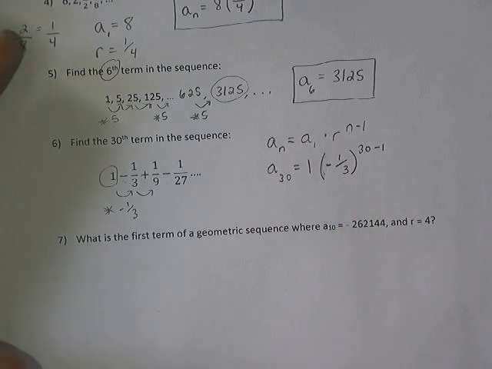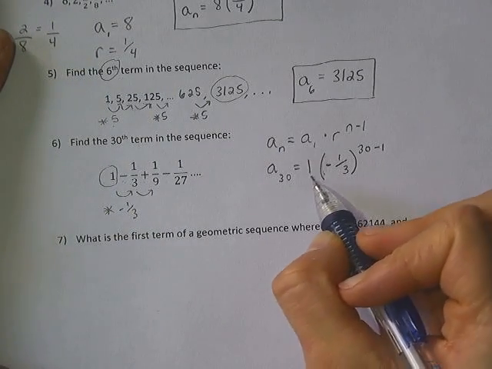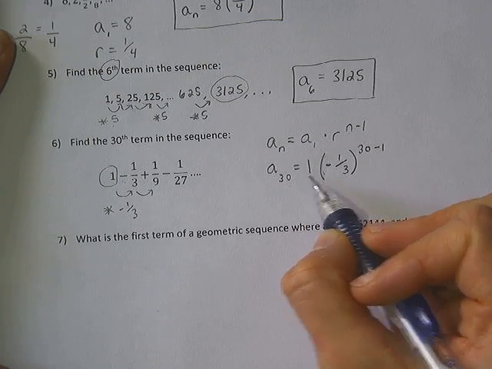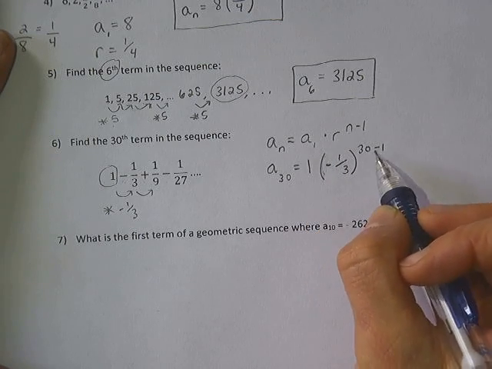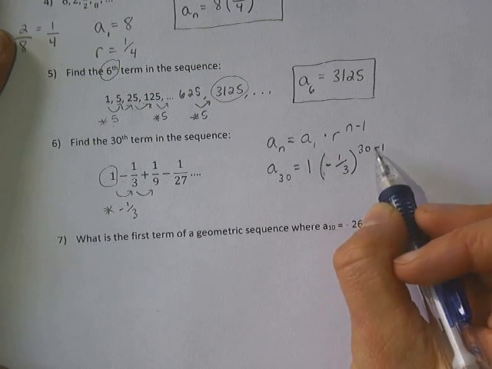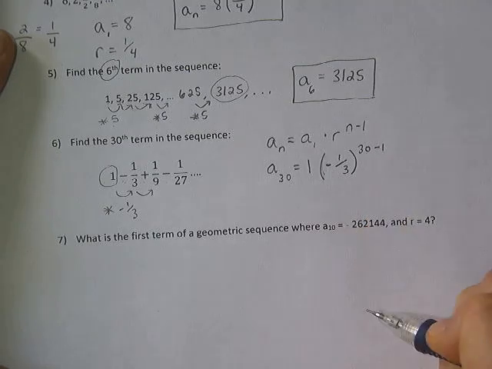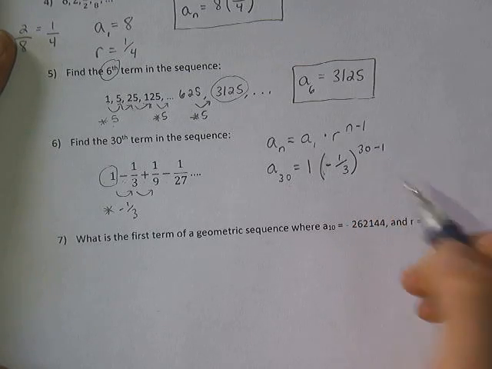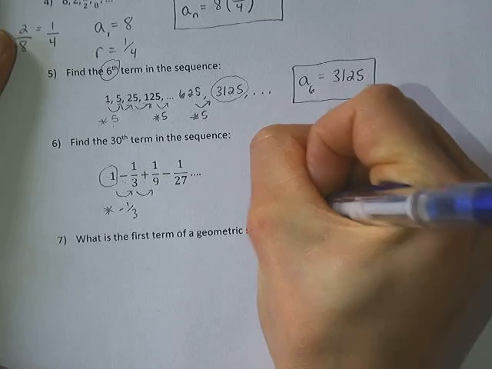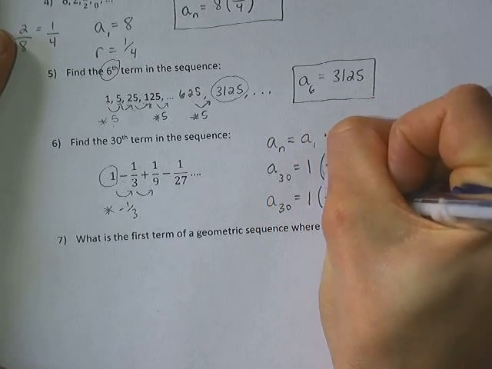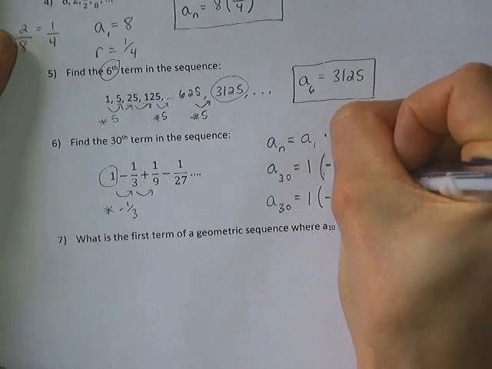And now I have to simplify. So remember, I said you cannot technically take this number times this number until you deal with the exponent. And so that's what I'm going to concentrate on first, is how do I take this negative 1/3 to the 30 minus 1 power, okay? Well, first of all, I'm going to simplify my exponent. So when I do that, it would be 1 times negative 1/3 to the, well, 30 minus 1 is 29, okay?